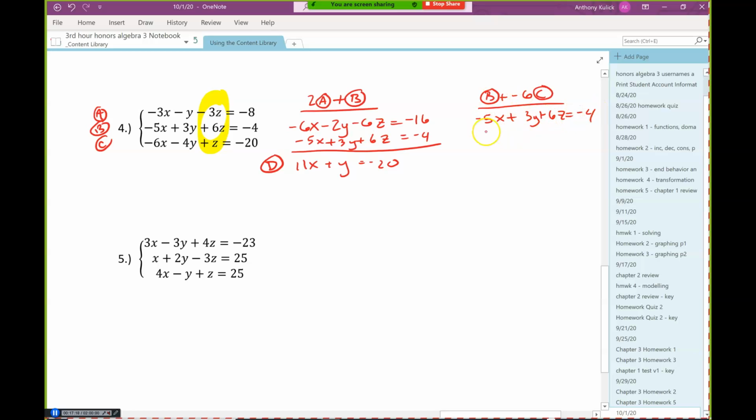And then -6 times C. -6 times -6 is +36. -6 times -4 is +24. -6 times 1 is -6. And -6 times 20 is +120. And then we add down. So that's -6 and 36 is 30... 3 and 24 is 27. +6 and -6 is 0. -4 and +120 is +116. That'll be my equation E.